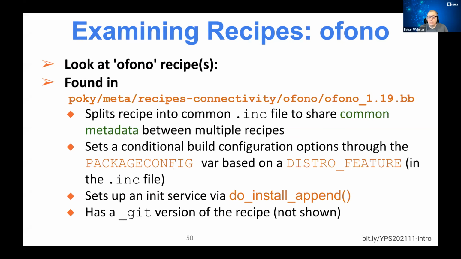Let's look at a different example here. In this case, we'll look at Ophono. And again, you'll find it under Pucky Meta Recipes Connectivity. And in this case, the idea is that it has an INC file that can then be used by other things. You'll see that it includes a number of different pieces of metadata. It also actually changes one of its tasks. All tasks start with do and then the name of the task, install. In this case, we are actually appending to that particular thing. And actually, I think it's actually :append these days, in fact, in this particular case.